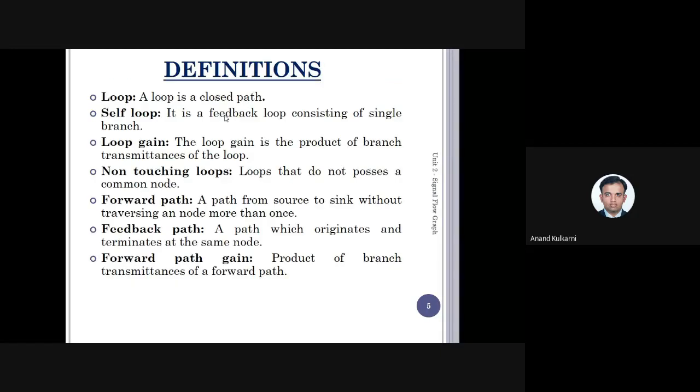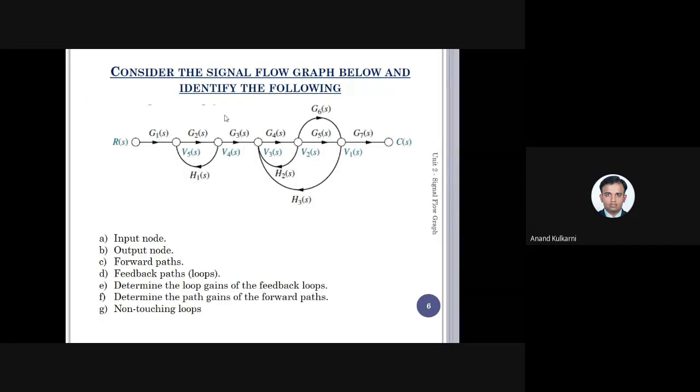Then what is a feedback path? A path which originates and terminates at the same point. That is nothing but a loop. A feedback path is similar to a loop. It will start from one point and return back to that. So that is called a feedback loop. As in this case, this is a feedback loop. Why? Because it starts at one point and returns. If it starts at one point and returns, it is called a feedback loop.